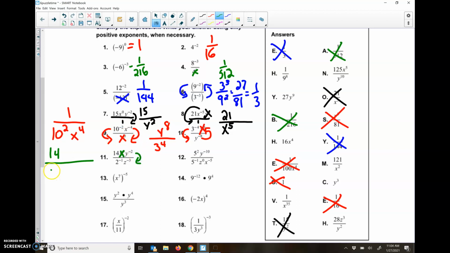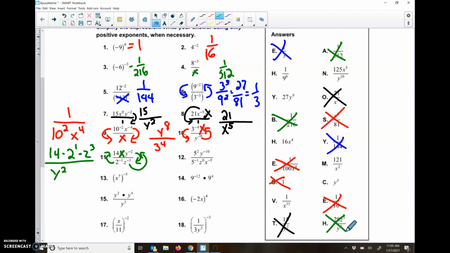Y to the -2nd switches to the bottom, and now we got some stuff on the bottom that switches to the top, because 2 to the -1st power switches to the top because it has a -1. And same thing with z to the negative third power. That also switches to the top because it has a negative 3 as the exponent. And then we got to do some math here. 14 times 2 is 28. Z to the third, y to the second. So letter H after we do that little bit of multiplication.